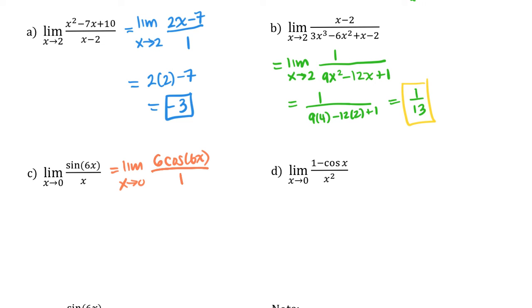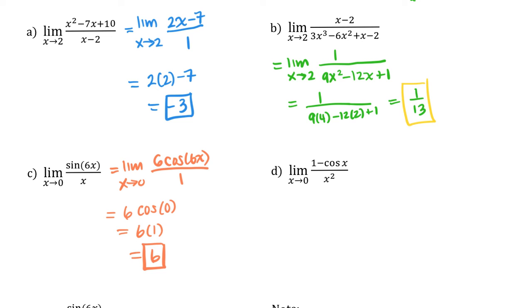Okay, let me go ahead and plug this in. So 6 times the cosine of 0 divided by 1, and cosine of 0 is 1, so 6 times 1 is 6. And that's the same answer as if we had used the identity we had learned.